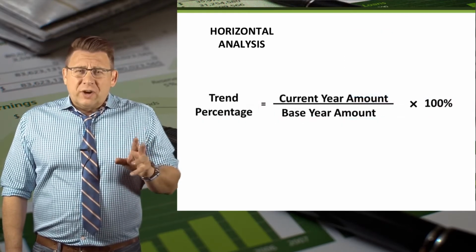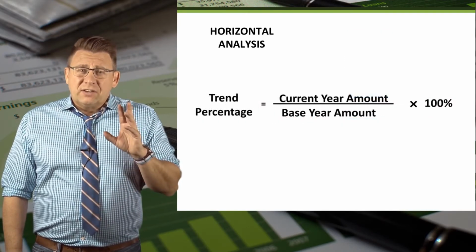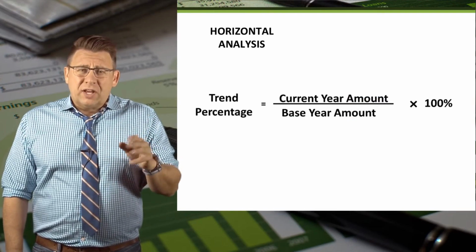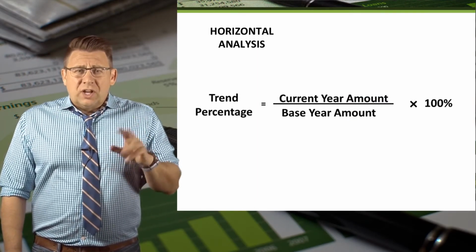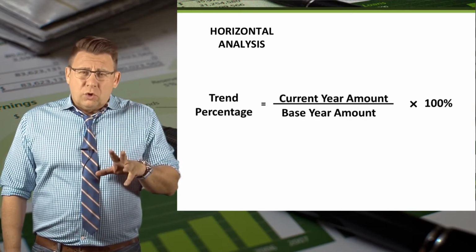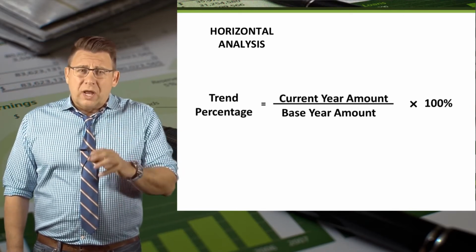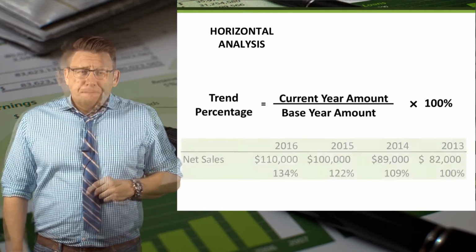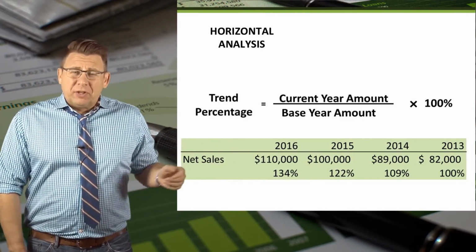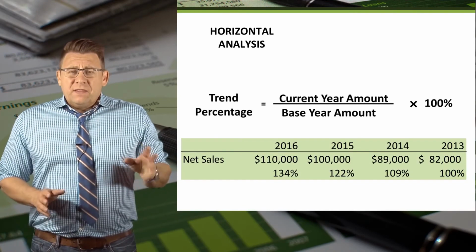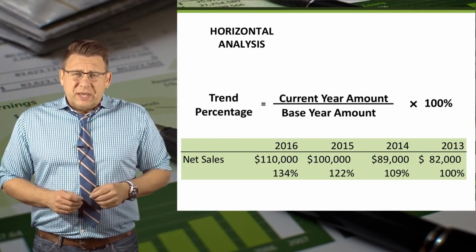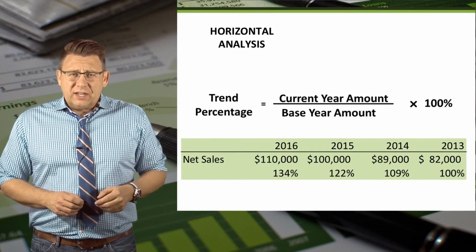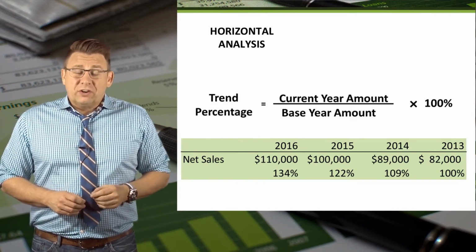The formula for trend analysis is to take the current year amount and divide it by the base year amount times 100%. You can also do the new minus old divided by old plus 1. The old amount is always the base year. Here is an example of trend analysis. In this case, 2013 is the base year, so all the increases in 14, 15, and 16 relate back to the base year of 13.